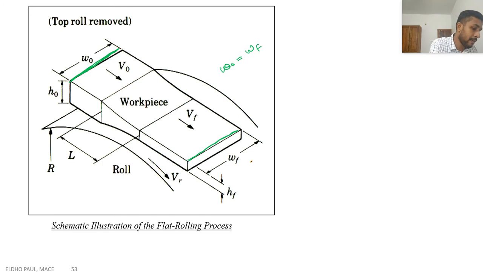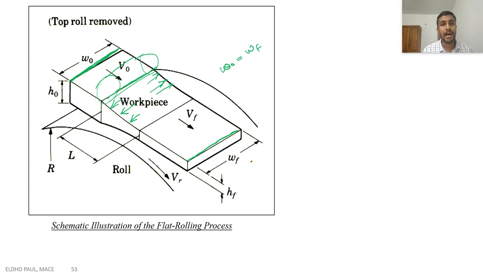What is the reason? When there is any dimension change in the width direction, the material has to flow in this direction. Then only we get an increase in the width corresponding to the reduction in the thickness. But what is the problem? During the rolling process, the length of contact between the roller and the workpiece in the width direction is very large compared to the length and thickness dimensions.